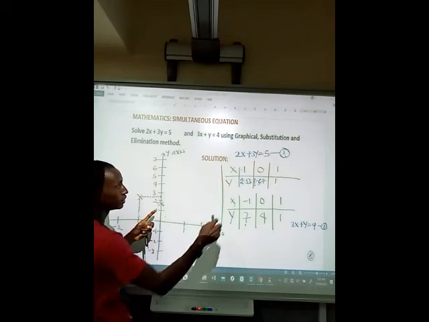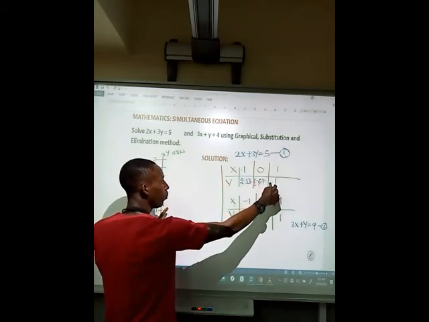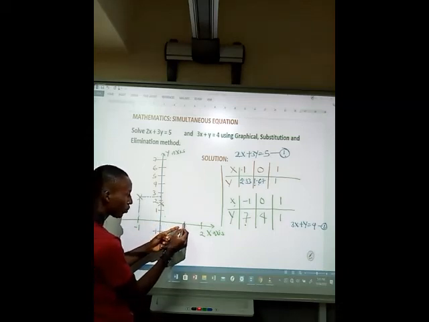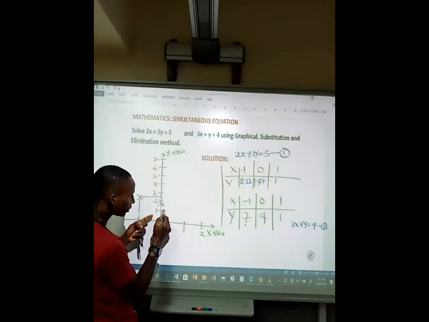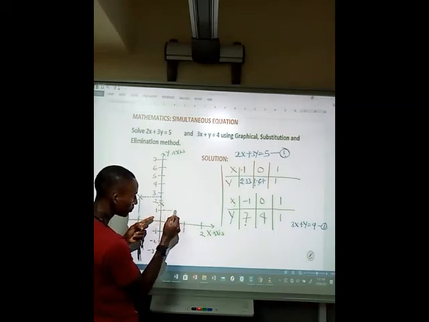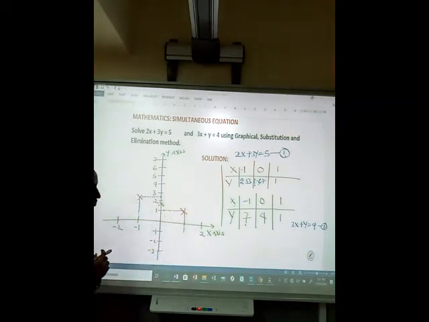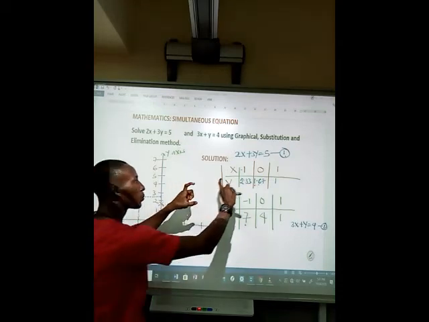I move to the last one. When x is 1, your y is 1. When my x equals 1, and my y is 1, I can just trace it up. At this junction, I can asterisk this. So therefore, I've been able to plot my 3 points.